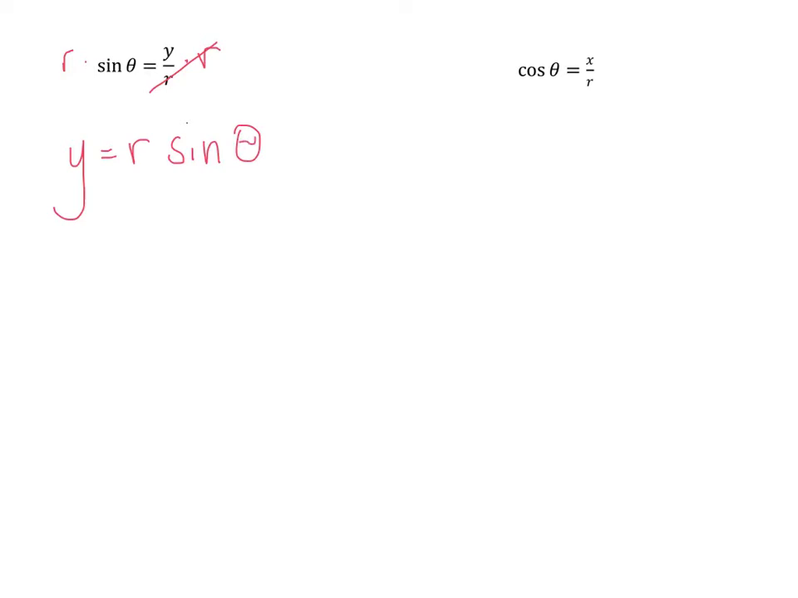In the same manner, we're going to multiply both sides of this equation by r, and we'll get that x is equal to r times the cosine of theta.